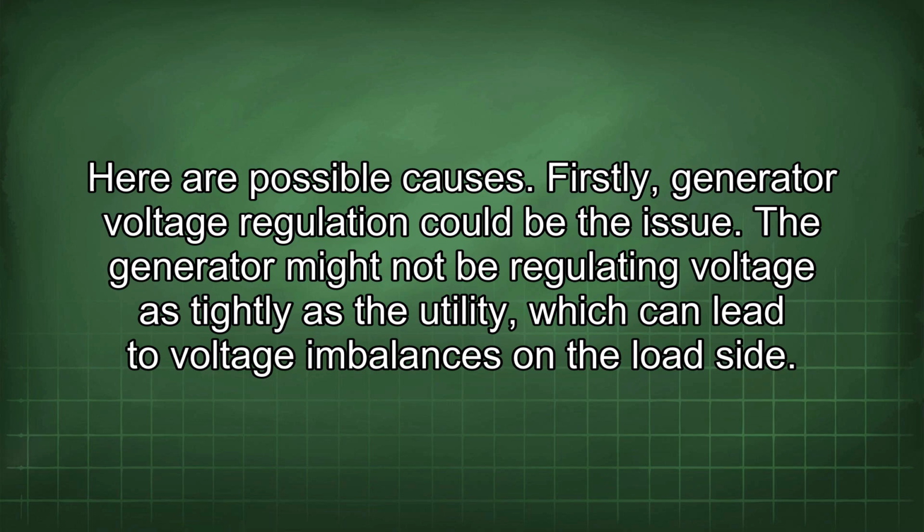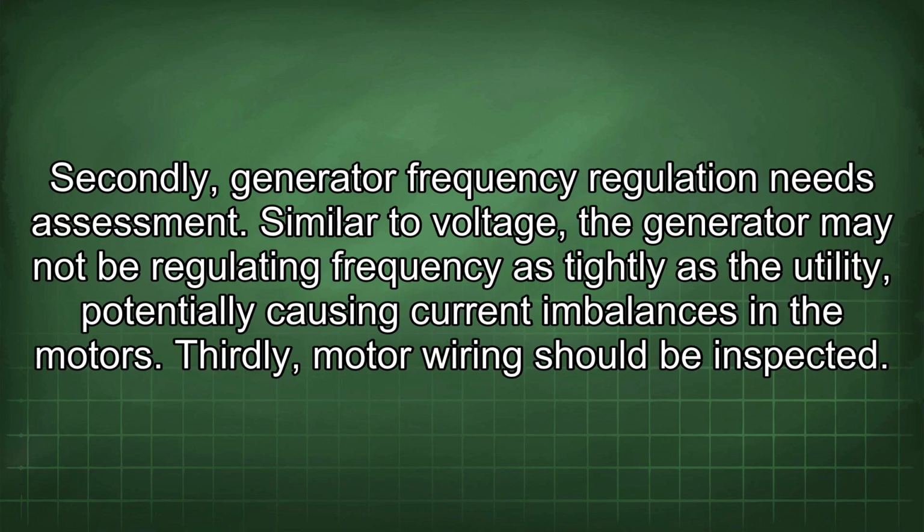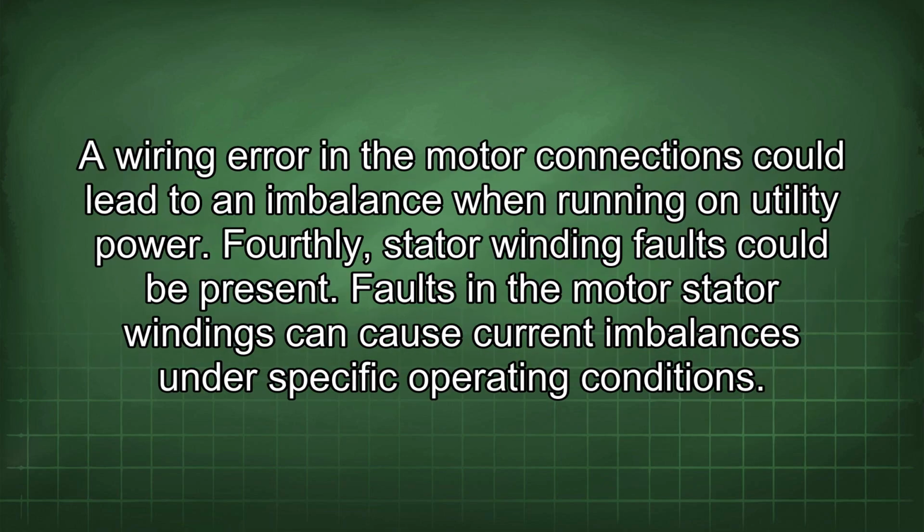The generator might not be regulating voltage as tightly as the utility, which can lead to voltage imbalances on the load side. Secondly, generator frequency regulation needs assessment. Similar to voltage, the generator may not be regulating frequency as tightly as the utility, potentially causing current imbalances in the motors. Thirdly, motor wiring should be inspected. A wiring error in the motor connections could lead to an imbalance when running on utility power.